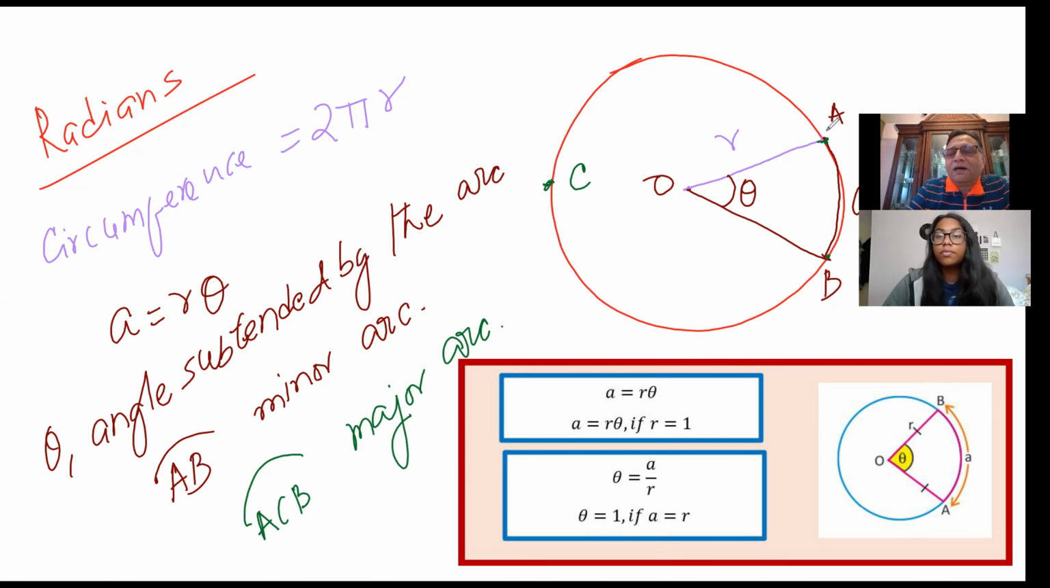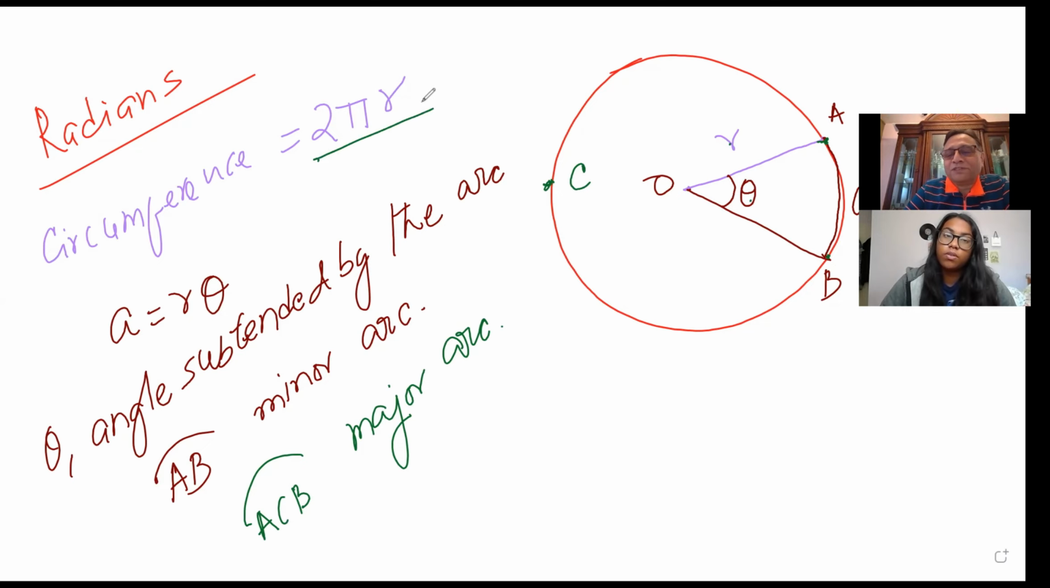Now look here. We are saying that the arc length is the product of radius and the angle subtended, theta. Now, if the arc length is the full circle, that is the circumference, right? So what is the formula for circumference? 2 pi r. And arc length is r theta, correct? So for a full circle, what is the value of theta?